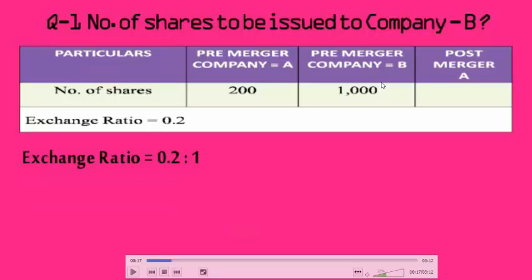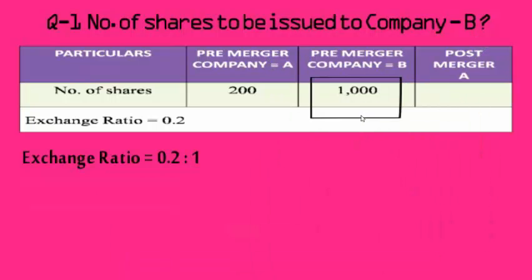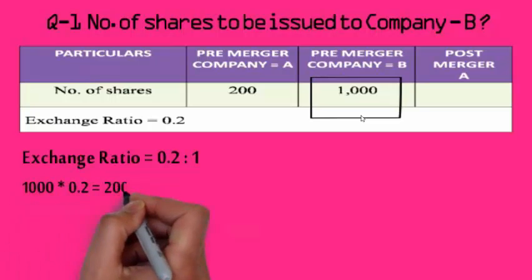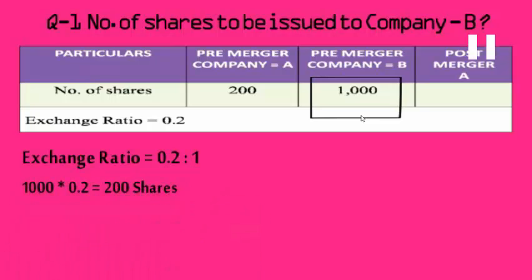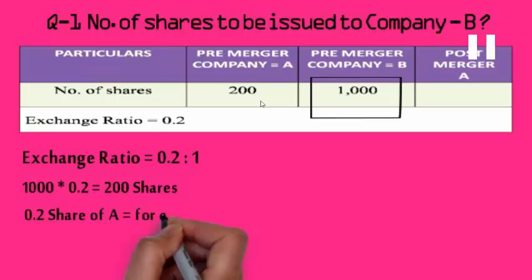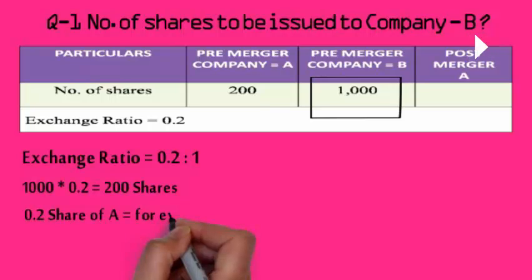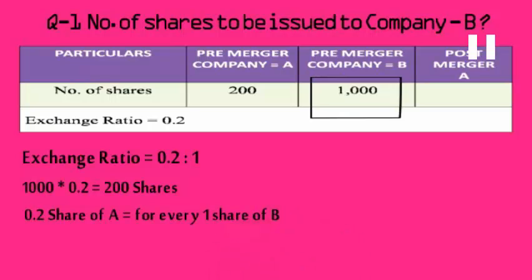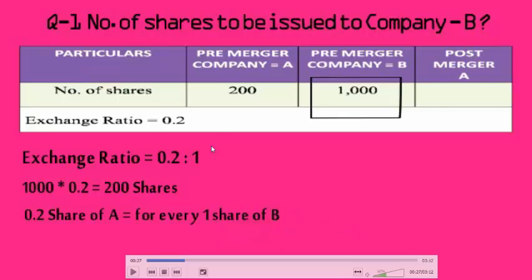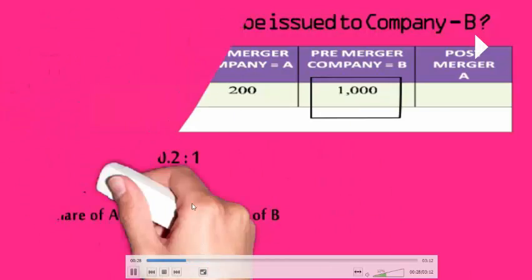A. So 1000 multiplied by 0.2. So they will be getting 200 shares of company A. Or I must say that 0.2 share of company A is equal to every single share of company B. So the exchange ratio of 0.2 will result in 200 shares of company A.